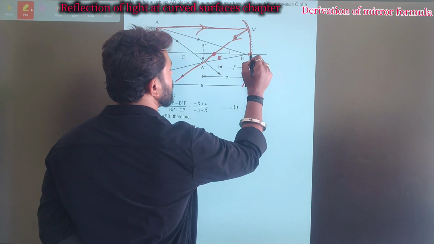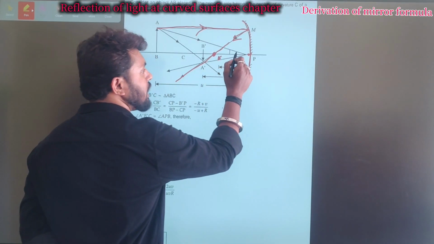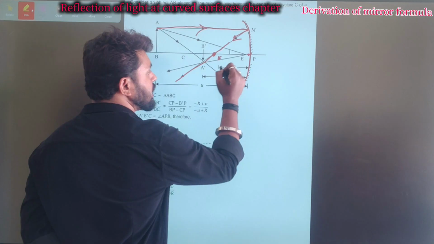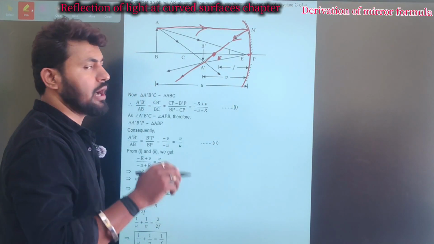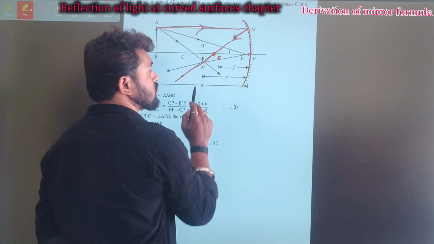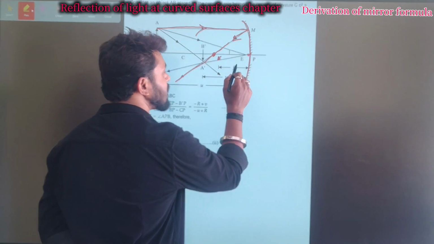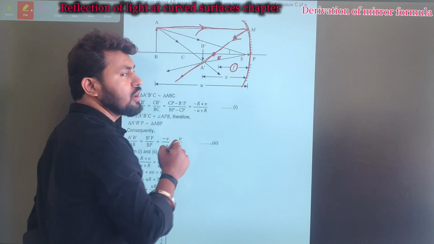This point is P, which has already been given, and the junction from where the ray is getting reflected is point E. And as you already know, the distance from pole to focus is nothing but the focal length, which has been represented by small f.